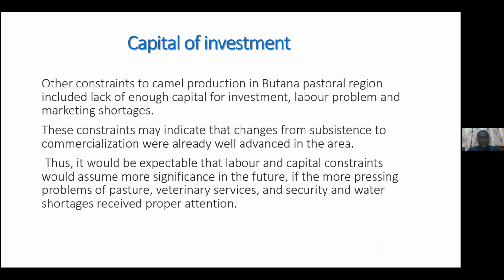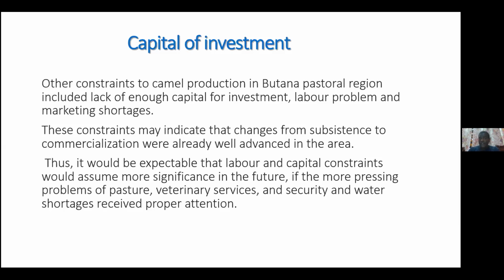Capital investment is another constraint on camel production in the Butana regions, including the lack of enough capital for investment. The mobile pastoral communities rear the camel just for its social value, because they inherited the camel from their parents and continue it from generation to generation. The camel is not reared just for investment. This is a big problem. Also there are labor problems and marketing shortage.